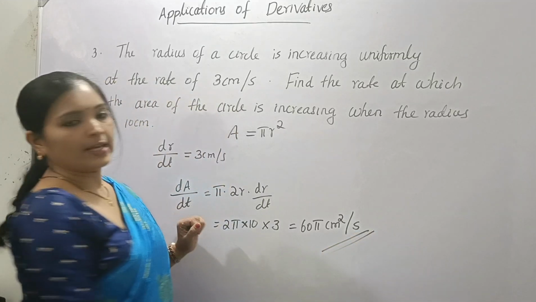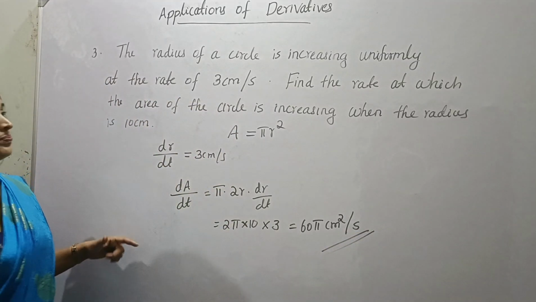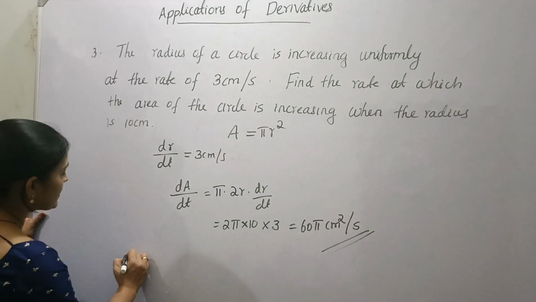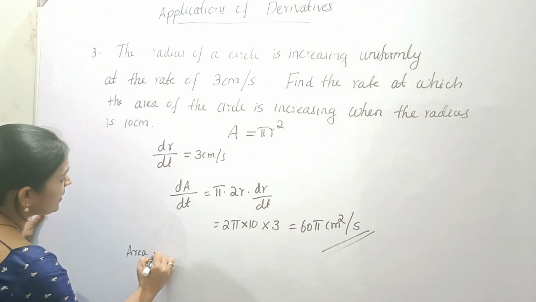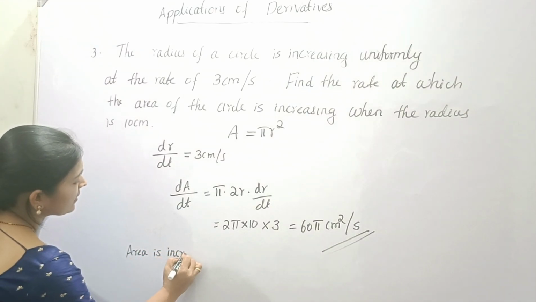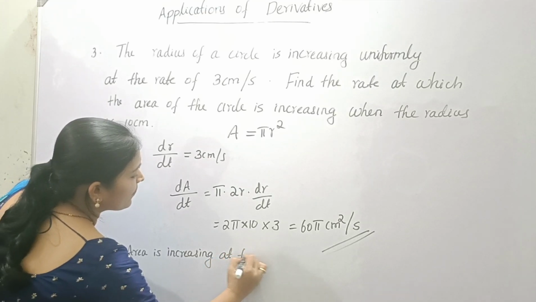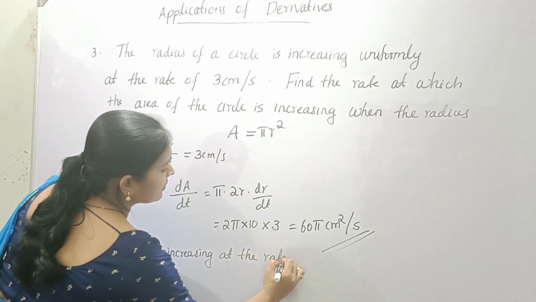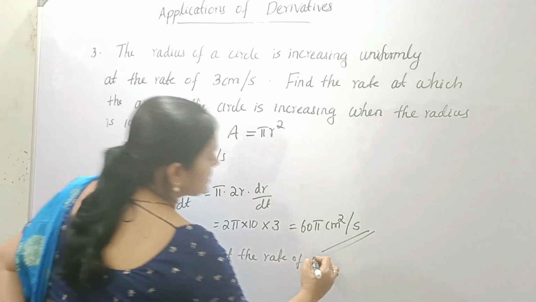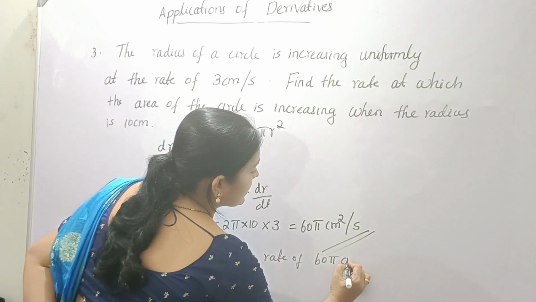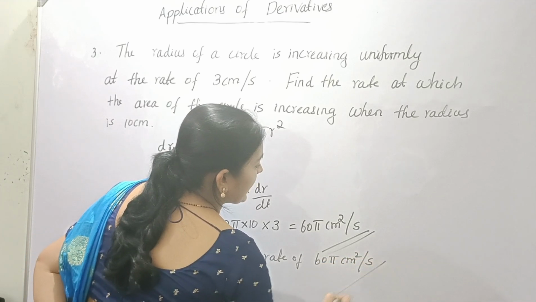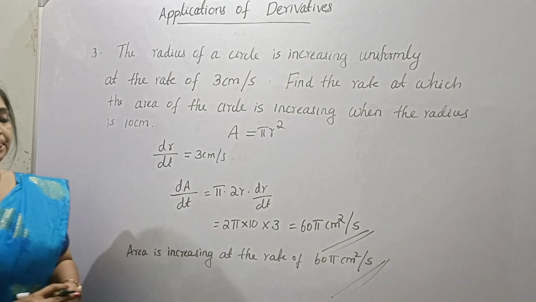Okay, per second. So here we say the area is increasing at the rate of 60 pi centimeter square per second. It is the answer.